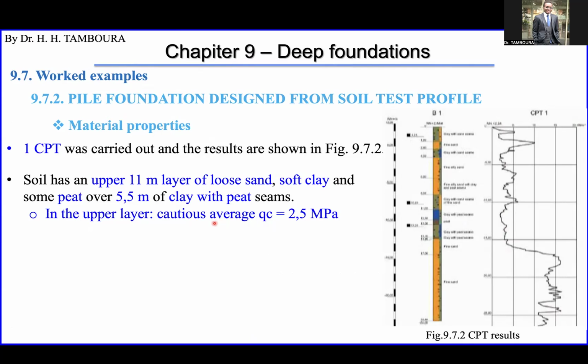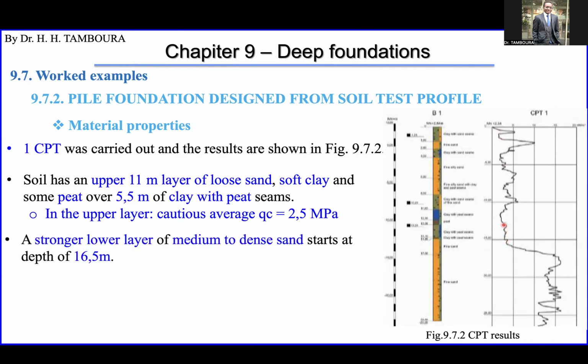Unfortunately, it's difficult to see here, but I think this value is 5, and this one is 10. Here we have 15, around that. Even I cannot see it very well, I'm sorry. But anyway, if we do an average, we will get around 2.5 megapascal. So the line will be around here for this upper part.